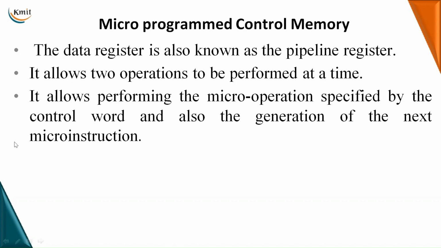So here the control data register, we also call it a pipeline register because it allows two operations to be performed at a time. It allows performing the micro operation which is specified by the control word. Whatever micro operation is specified as a part of a micro instruction is performed on one side, and on the other side the generation of the next address of the next micro instruction is also done in parallel. So that's why we call it a pipeline register.